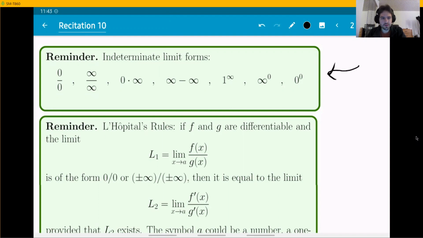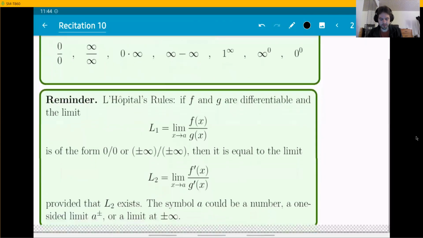Basically, which means that whenever you find limits like this, the answer could be really anything, and you have to do something to simplify the functions. And the L'Hopital rules help you with the first two, quotients of the form 0 over 0 or infinity over infinity. The other ones, you need to somehow modify them, simplify to transform into the first two.